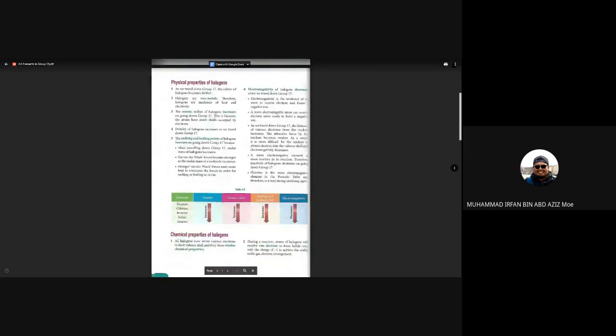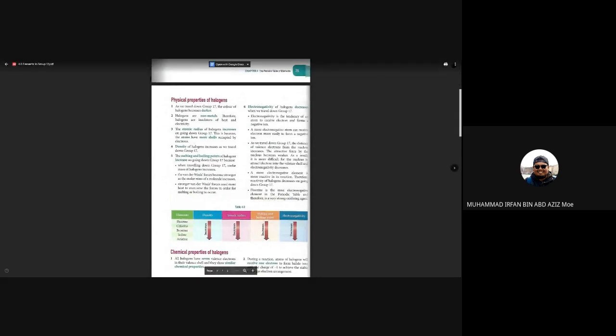Okay, the physical properties: the color becomes darker from colorless until purplish for iodine. They are non-metals. And the atomic radius increases. Why does the atomic radius increase? Because we have more electrons, the proton number increases, and the number of shells also increases. That's why the atomic radius increases.